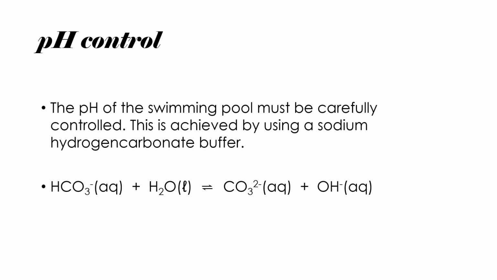So pH control of the swimming pool is extremely important, and you would be regularly testing it if you have a home swimming pool. And we maintain our pH in the swimming pool in that region between 7.2 to 7.8 by using a sodium hydrogen carbonate buffer, and there's the reaction for the buffer. So you can see why this is an important context, because it incorporates acid-base chemistry in the form of buffers, redox chemistry, and equilibrium.